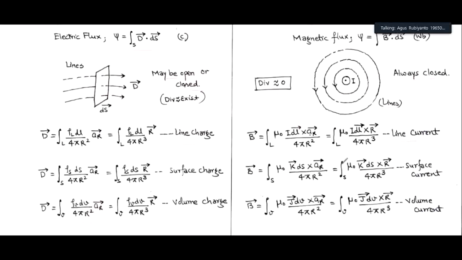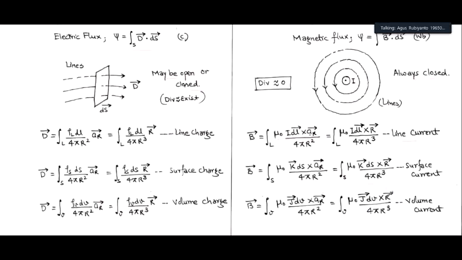In case of line current, the magnetic flux density B vector is line integration mu naught I dl vector cross unit vector R upon 4 pi R square, because we know that B vector equals mu naught H. And in place of unit vector R, we can write vector upon its magnitude. In case of surface current, B vector equals surface integration mu naught K vector ds cross unit vector R upon 4 pi R square. In place of unit vector R, we can write vector upon its magnitude. In case of volume current, B vector is volume integration mu naught J vector dV cross unit vector R upon 4 pi R square. Here also, in place of unit vector R, we can write vector upon its magnitude.